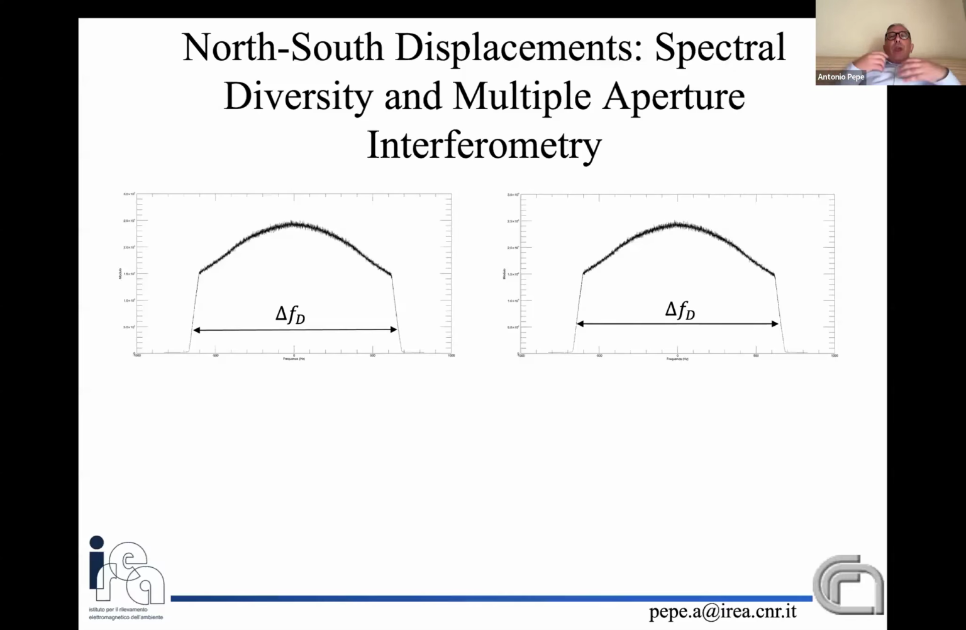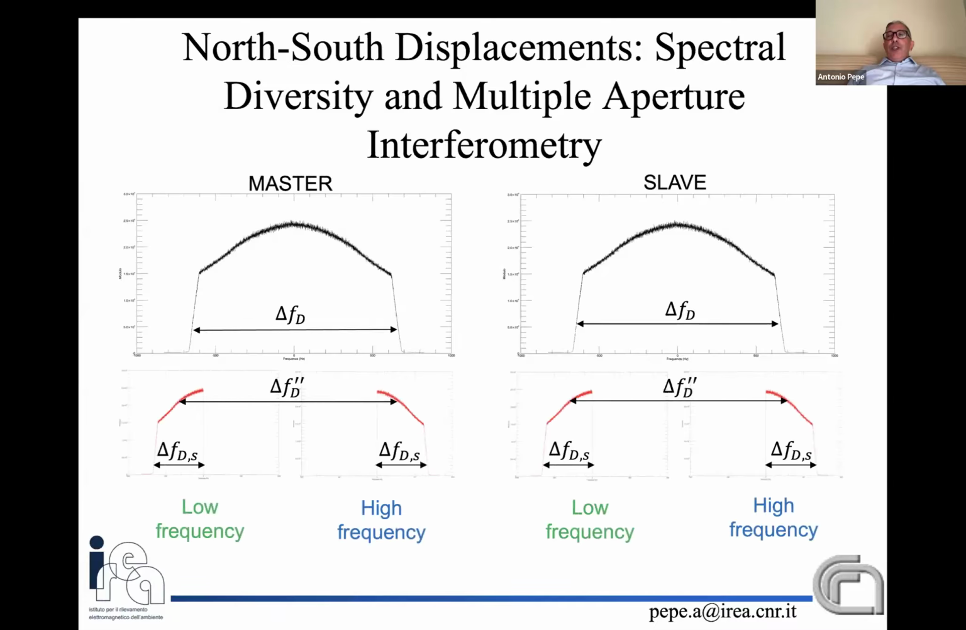We have one image. We have the azimuth spectra of this image. We have two images. We have two azimuth spectra. We can, in general, split the azimuth spectrum of the master image in two slices, and we can split the slave azimuth spectrum into two slices. From the different slices, so from the low frequency and from the high frequency, we can derive an interferogram.